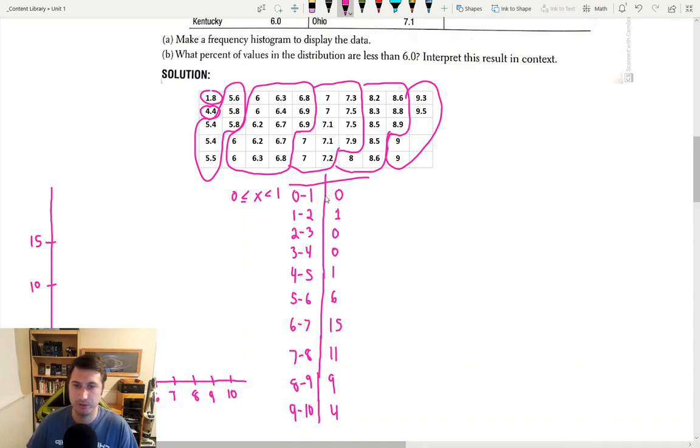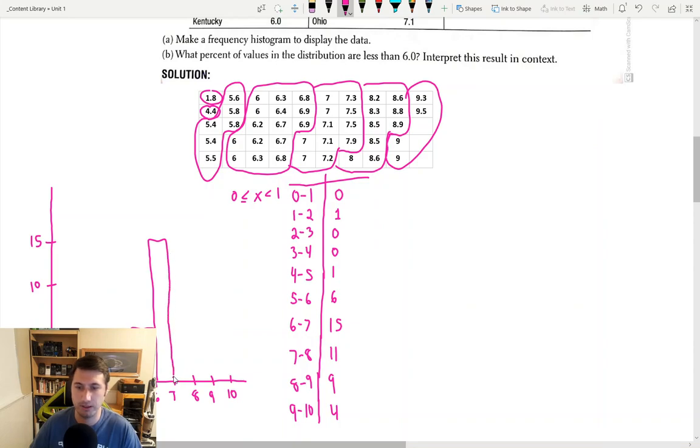So from 0 to 1, it's 0. From 1 to 2, I go up 1. So it's something like that. Then I have 0, 0 for those two bins. Between 4 and 5, I'm again up 1. And from 5 to 6, I have to go up 6. So something like that.